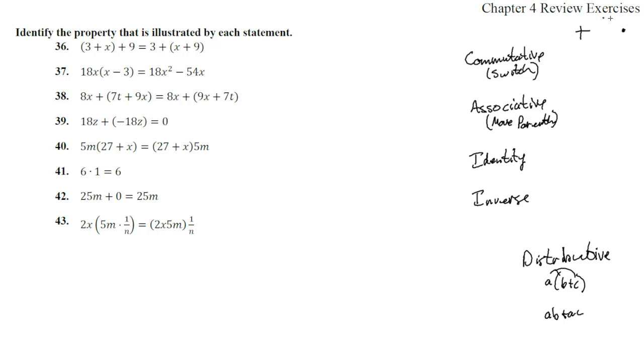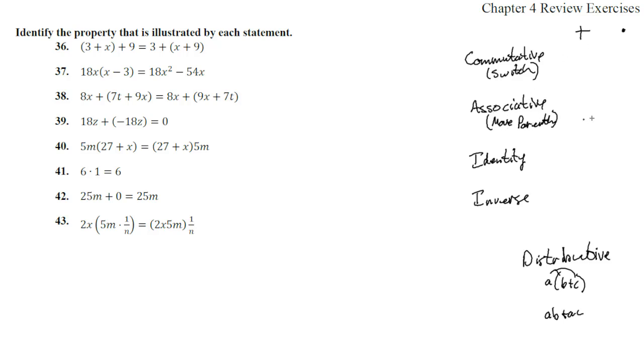Here we are in Chapter 4 review, exercises numbers 36 through 43, and we're identifying the property. So over here, here's a short list of the properties. Commutative means to switch the order around. If you switch around a plus sign, it's the commutative property of addition, or you can do that with multiplication, that it doesn't actually matter which order you do that in.